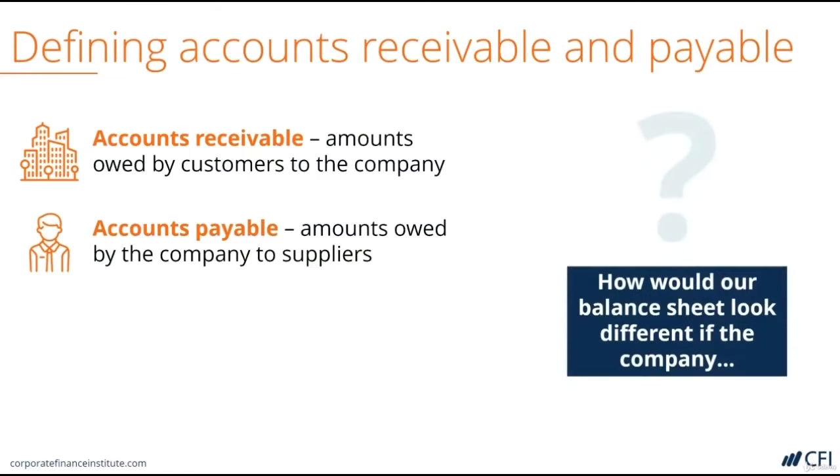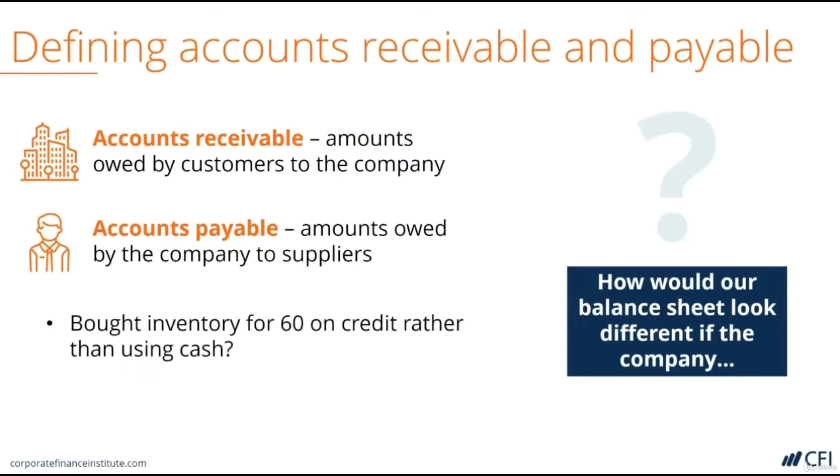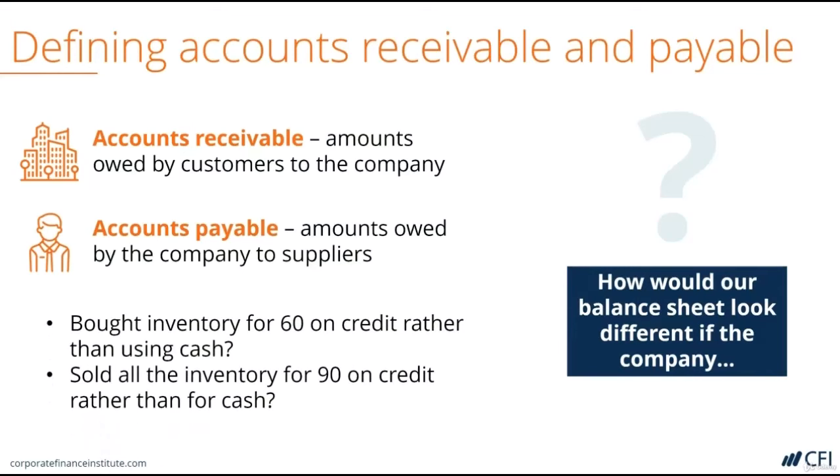The question we want to answer now is, what would the balance sheet look like if the company used credit when it sold its goods and if it used credit when it purchased those goods? So specifically, let's look at what happened if it bought inventory for 60 on credit rather than cash, and additionally if it sold the inventory for 90 on credit rather than cash.